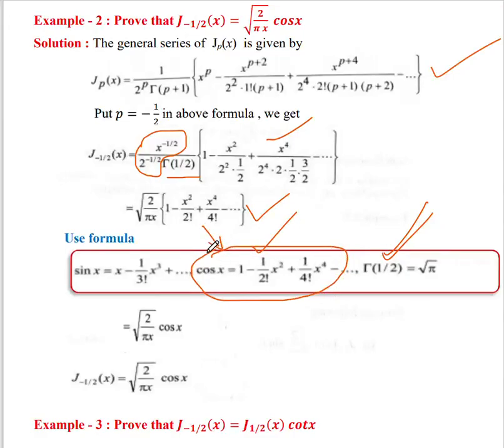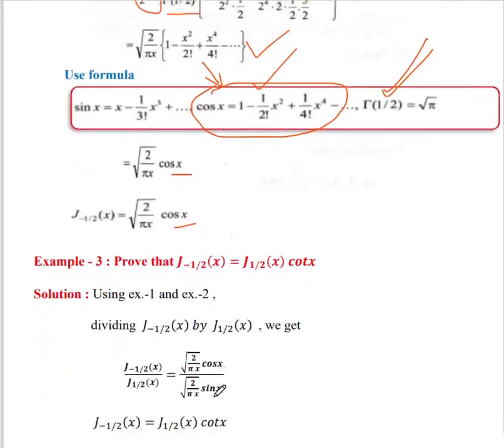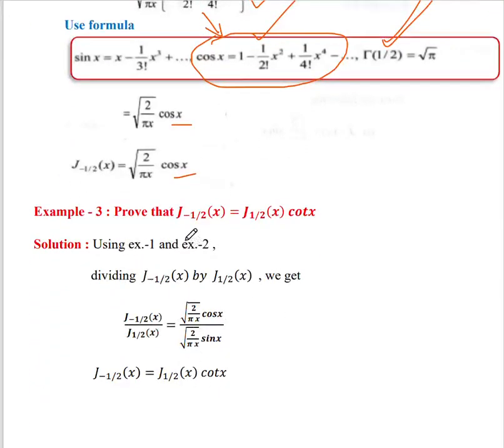So by using this formula, we will get root 2 upon pi x into cos x. Therefore J minus half of x equals root 2 upon pi x into cos x. Okay, now we will prove the third problem, that is, we have to prove that J minus half of x equals J half of x into cot x. Okay, so to prove this problem number 3, we will use example number 1 and example number 2.